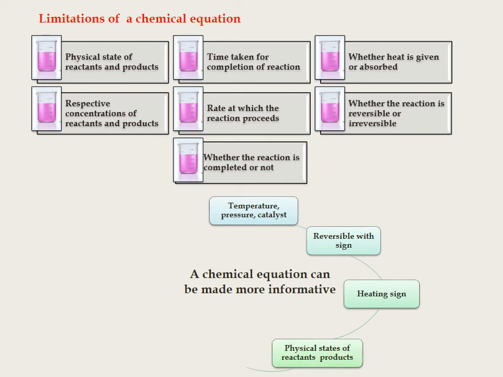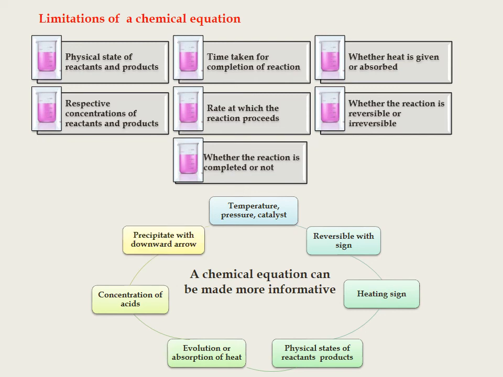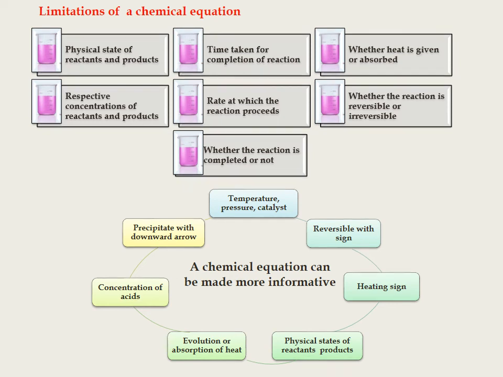Physical states of reactants and products can be provided by using letters S for solids, L for liquids, G for gas, upward arrow, and AQ for solution in water. Chemical reactions proceed with evolution or absorption of heat. This information is provided by adding the term heat. Concentration of acids can also be added to the reaction. Any reaction in which precipitation is formed, the precipitate can be represented by downward arrow.